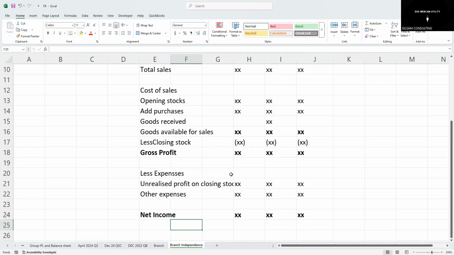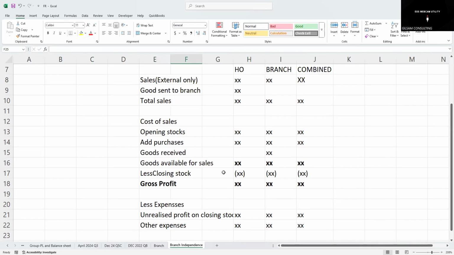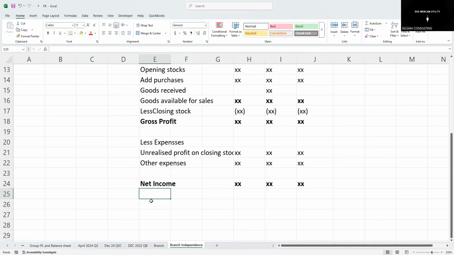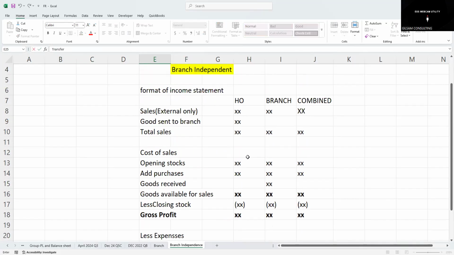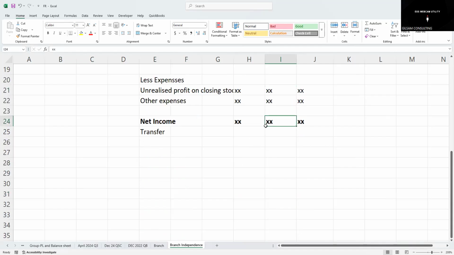And then at the end of it, we will do a transfer. Remember, this is the branch. And who is the reporting entity? The reporting entity is the head office. So whatever we got here as our net profit, we'll have to transfer to the head office.